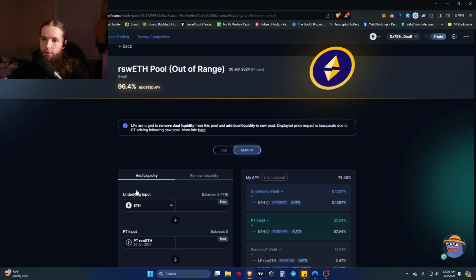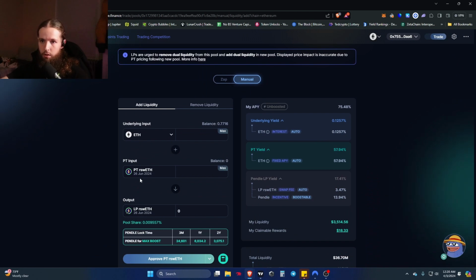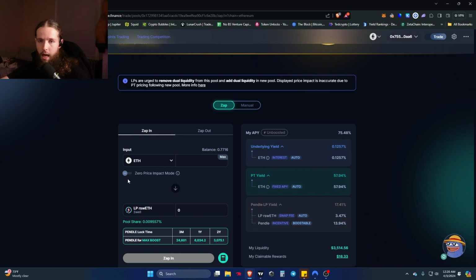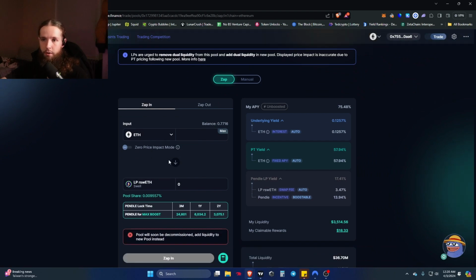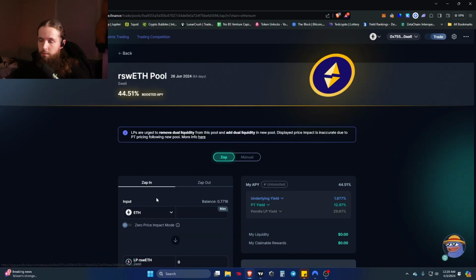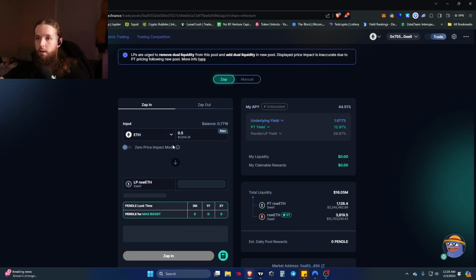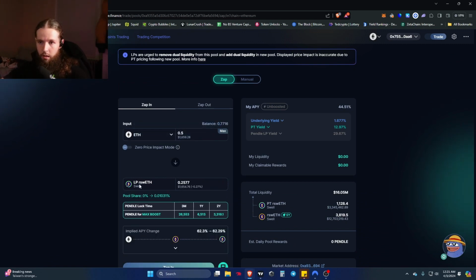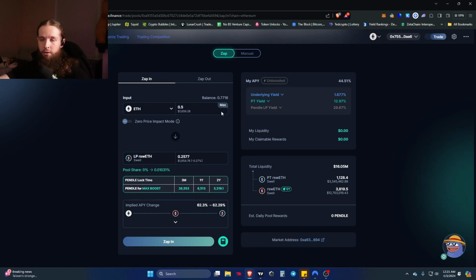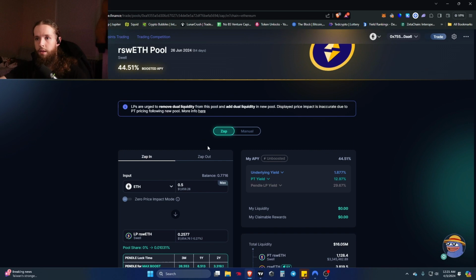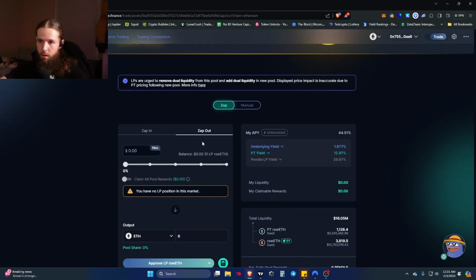these pools. So I did show you the manual way already, where you would add liquidity with ETH and the PT token, but you can also zap into these pools, which is how I got into them, where you would just take one asset from your inventory. This pool is being decommissioned, so I can't add. You would choose the asset from your inventory. Let's say I want to put 0.5 ETH in, and I would get out 0.25 LP RSW ETH. So basically, whatever you put in, you're going to get half in LP tokens because the LP token represents 2 assets. And then if you wanted to zap out, you can zap out as well.